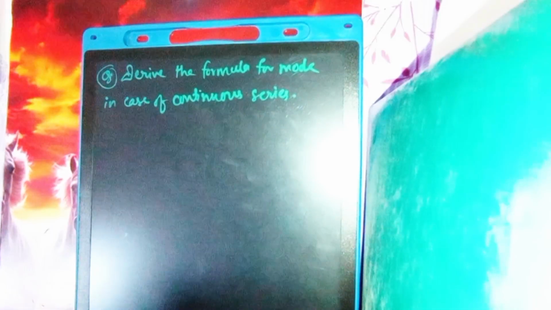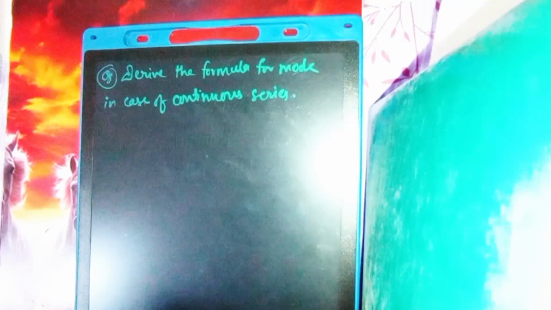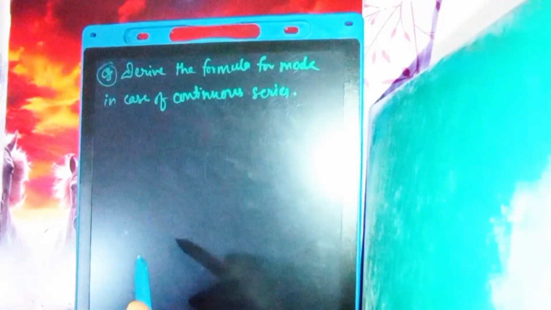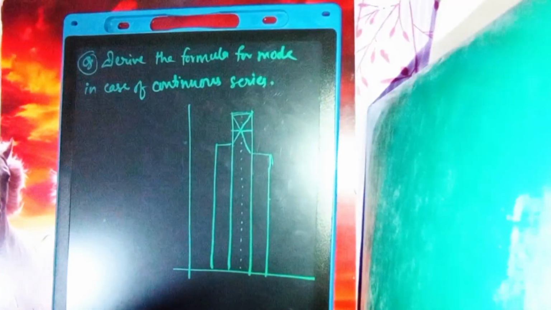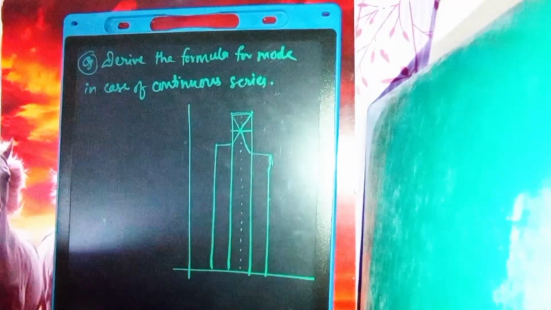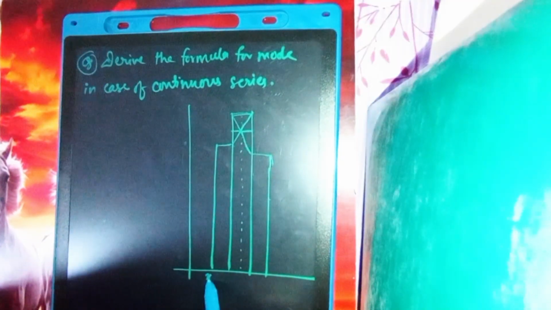Here it is asked us to derive the formula for mode in case of continuous series. Okay, so for this we'll make a histogram, and I hope you can see my drawing. This is the drawing of the histogram, and what we'll write here is this is x.